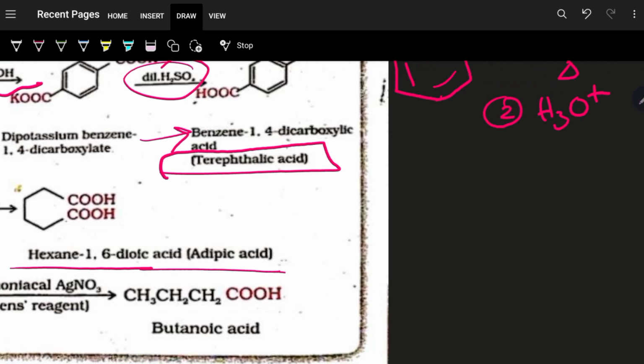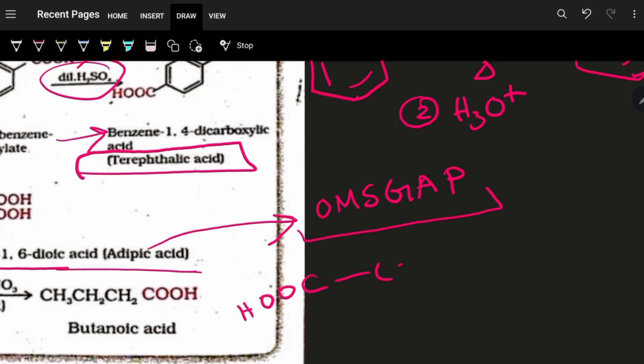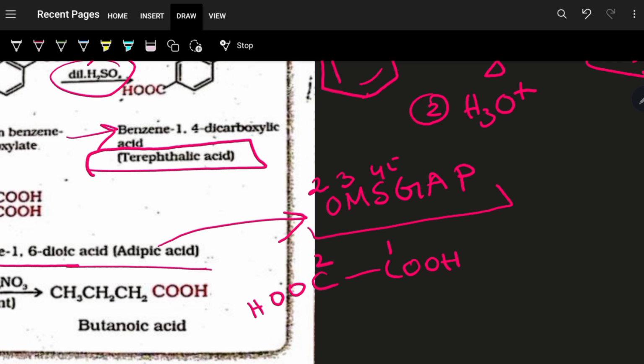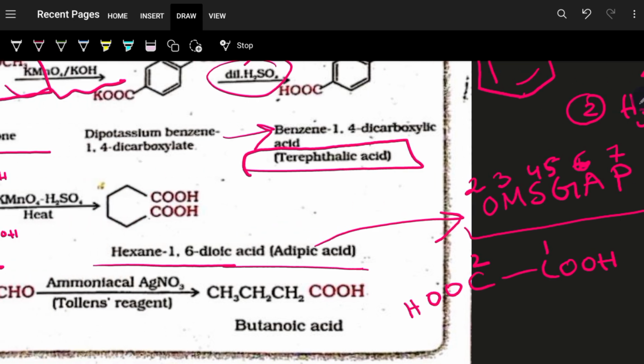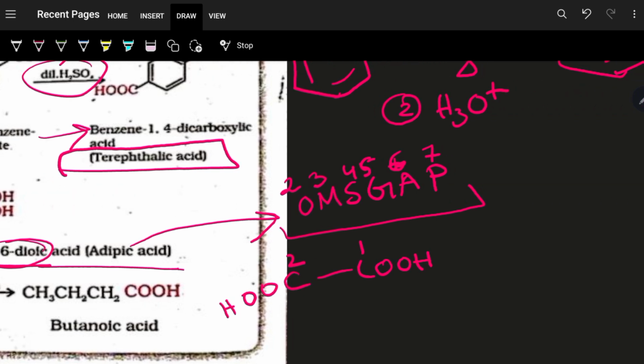hexane 1,6-dioic acid, adipic acid. Now when I say adipic acid, it is a dicarboxylic acid. Remember the mnemonic which I gave, Ohm's gap? That is what a dicarboxylic acid can contain minimum 2 carbon atom, and the name is oxalic acid. So total number of carbon atom when it is 2, it is oxalic. 3, it is malonic. When it is 4, then succinic. Then 5, glutaric. 6, adipic. 7, pimelic acid. So here it is having total 6 carbon atom. So 1,6-dioic acid is adipic acid, common name.